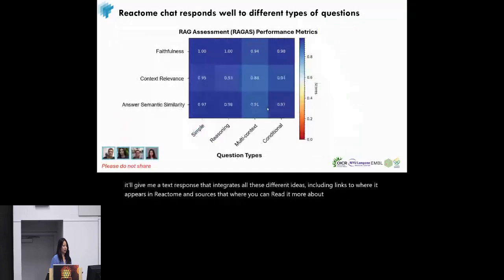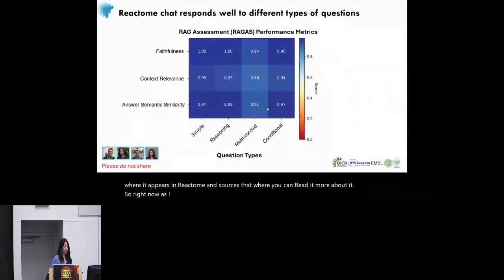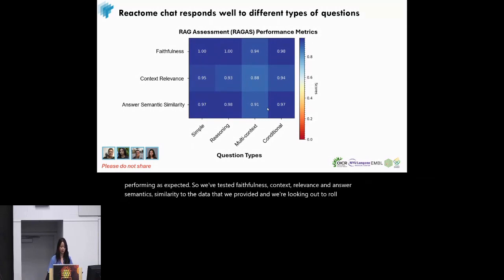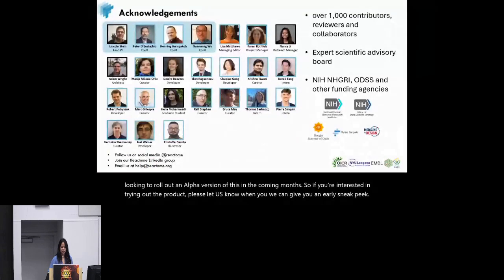So right now, as I said, it is a prototype, so we're still working on understanding whether it's performing as expected. So we've tested its faithfulness, context relevance, and answer semantic similarity to the data that we provided. And we're looking to roll out an alpha version of this in the coming months. So if you're interested in trying out the product, please let us know, and we can give you an early sneak peek.